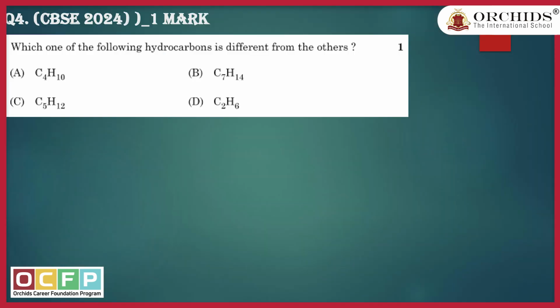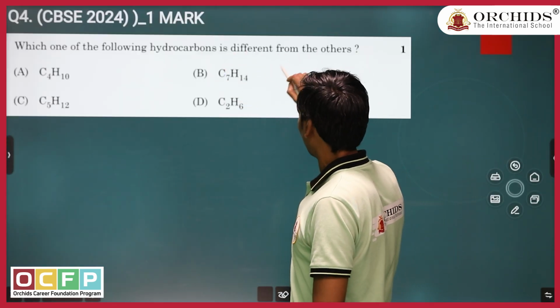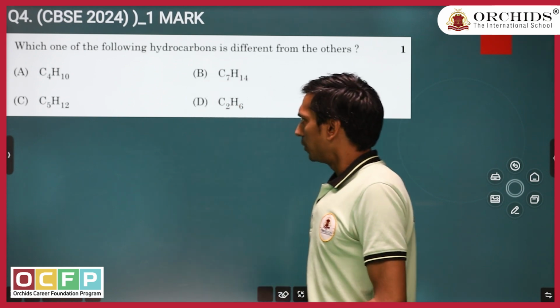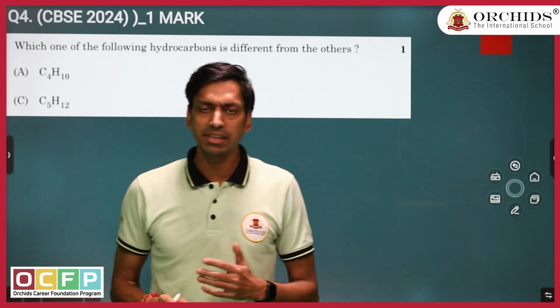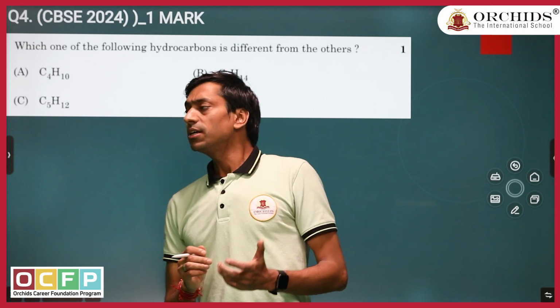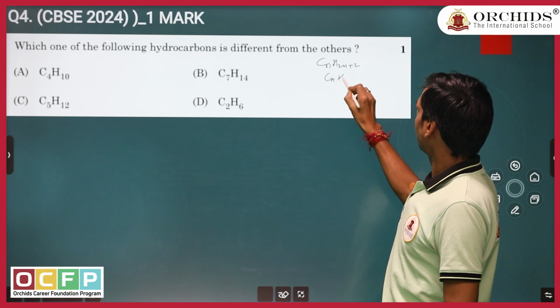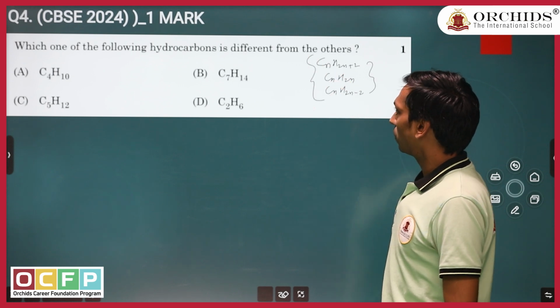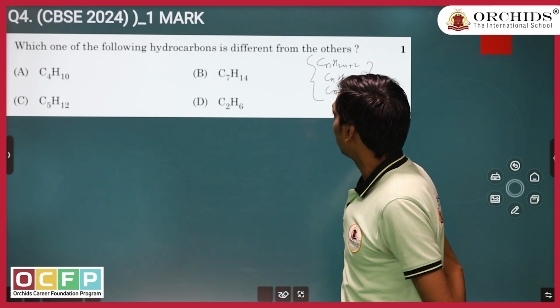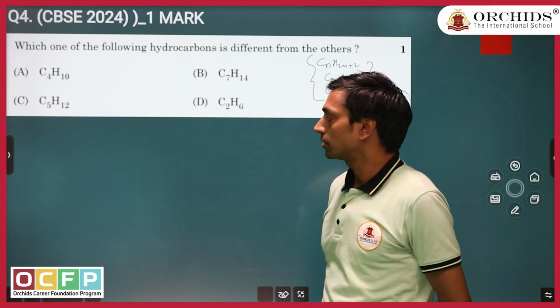So next question: which of the following hydrocarbons is different from the others? In this case, we need to look for the general formula. Almost all of them are hydrocarbons, maybe saturated or unsaturated, so we have to look for the formula, that is CnH2n+2, CnH2n or CnH2n-2. We need to see which one of the following hydrocarbons is different from the others, so there must be one compound which has a different formula.